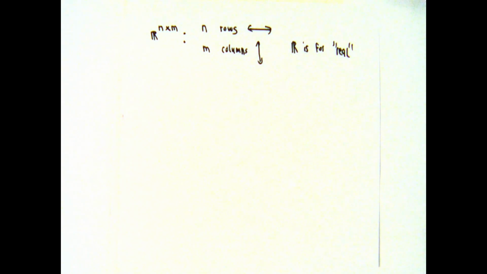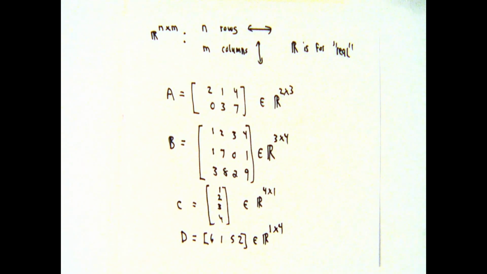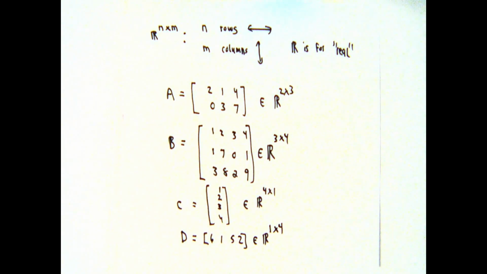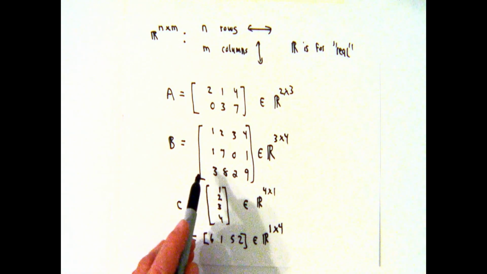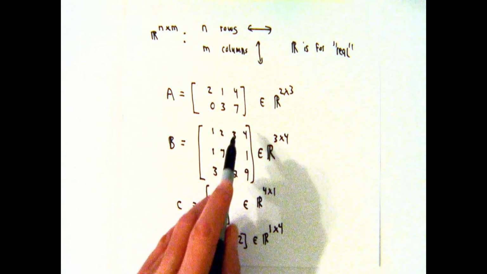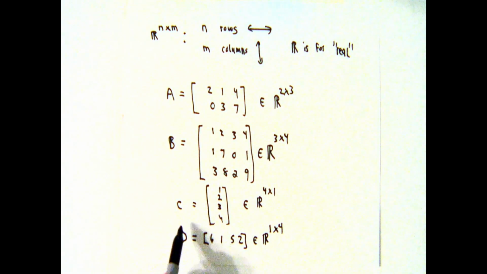N is the number of horizontal rows in the table, or matrix as we'll call it. M is the number of vertical columns. For example, this matrix A has 2 horizontal rows but 3 vertical columns. Matrix B has 3 horizontal rows but 4 vertical columns. This C has a single column. The D has a single row.